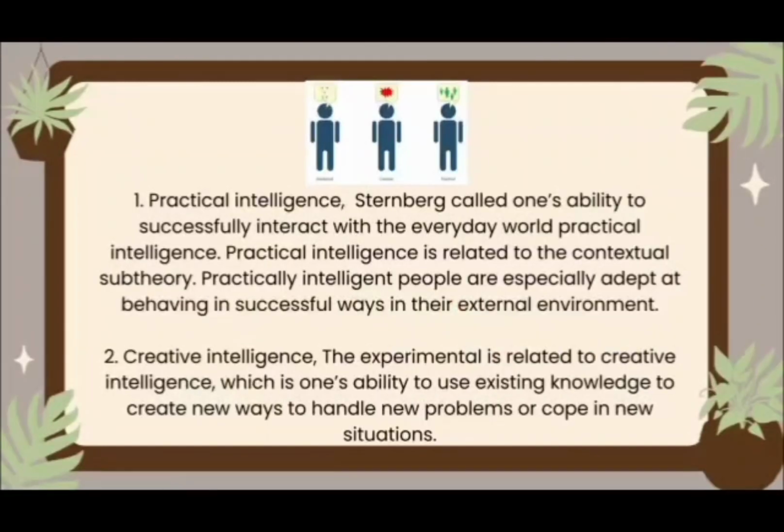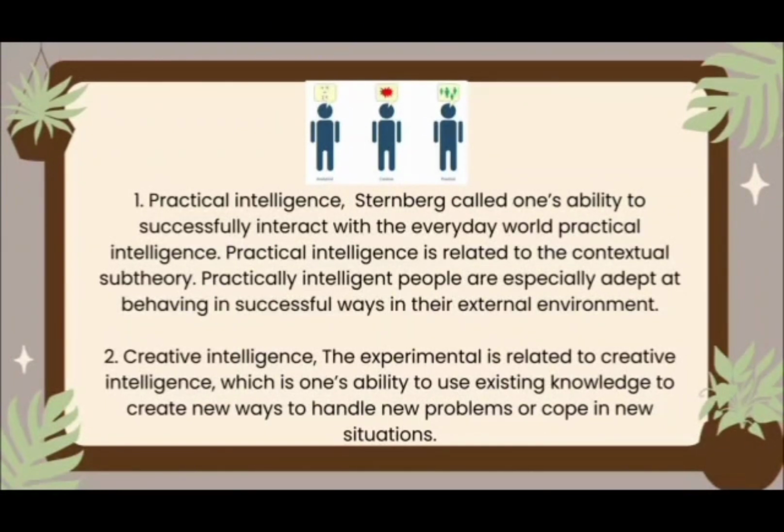The next topic is all about the three components of the hierarchy theory of intelligence as presented by Robert Sternberg. The first one is practical intelligence. Sternberg called one's ability to successfully interact with the everyday world practical intelligence. Practical intelligence is related to the contextual subtheory. Practically intelligent people are especially adept at behaving in successful ways in their external environment. The next one is creative intelligence.